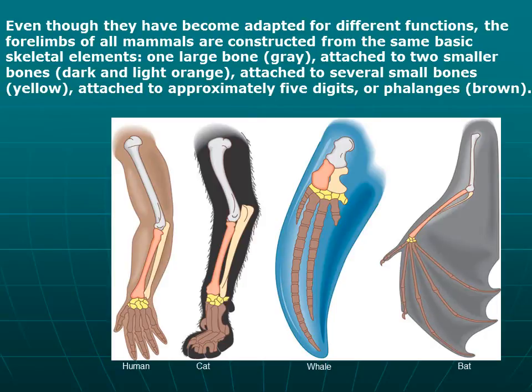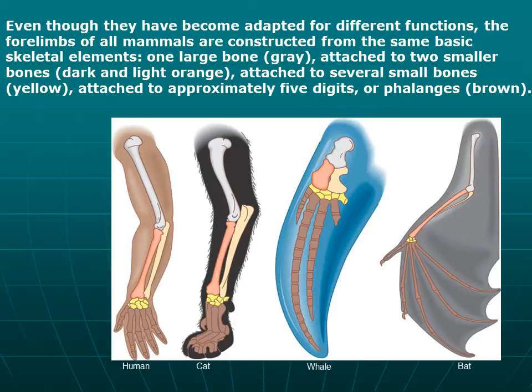So here's 4 completely different species that allow us to see different types of homologous structures, and it's really interesting. On the top it says, even though these traits have become adapted for different functions, the forelimbs of all mammals are constructed from the same basic skeletal elements. And if you look at the pictures, you can see each of these species have a gray bone on the top of their limb. Okay, it may be shaped a little bit differently, but we all have it.